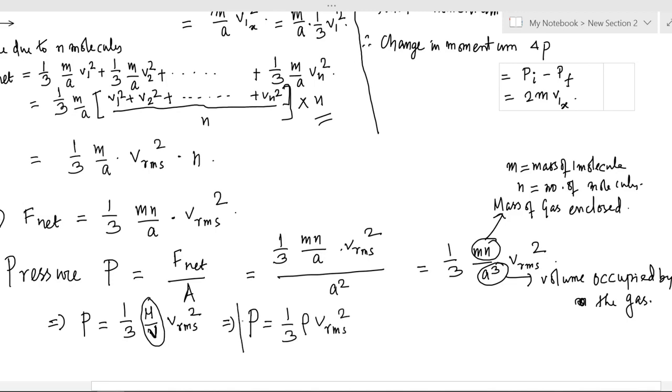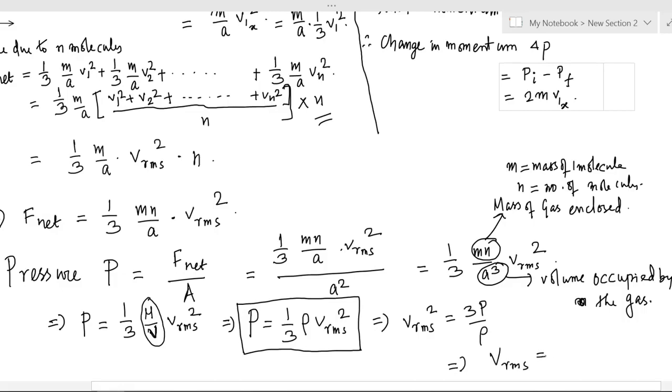So this is the relation we wanted to prove. We have already arrived at the relation. So you are sometimes asked to prove the relation, which you can get from here. Vrms square is equal to 3P upon rho, isn't it? From here you can get Vrms is equal to under root of 3P by rho. So this is also another relation.